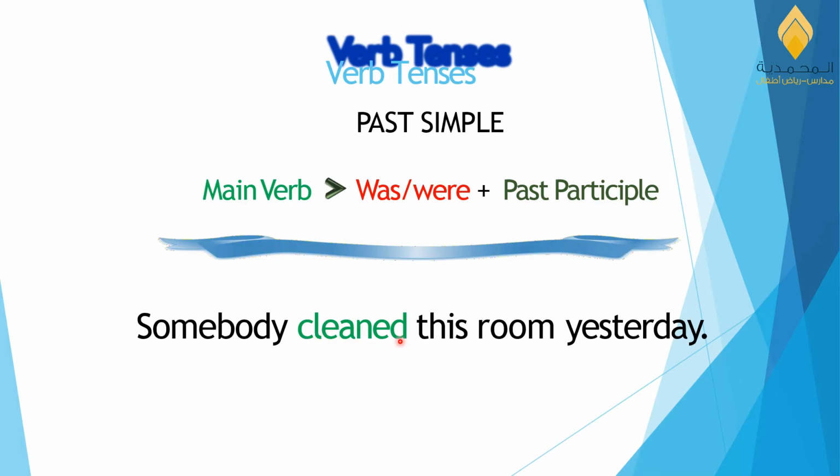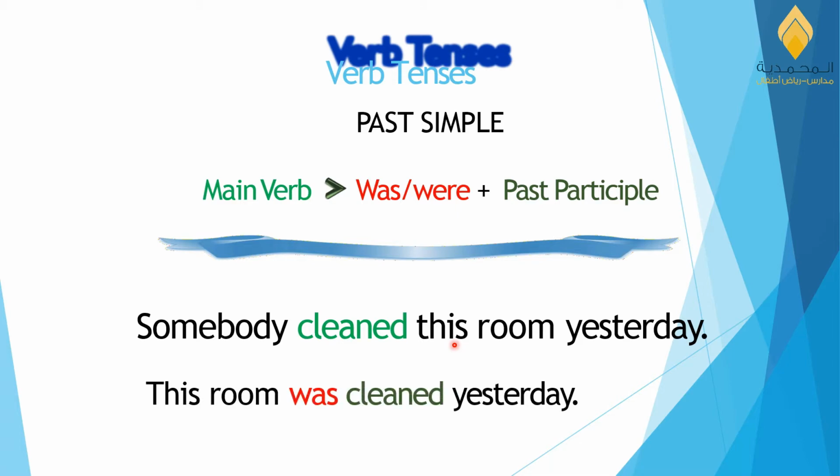What's the verb 3 of cleaned? It's cleaned. So what's left? There is a space between this room and the cleaned in the new sentence. So we are going to fill it with the appropriate form of the verb to be, which is was or were. This is was because, as we said, this room is a singular noun, correct? So the new sentence becomes, this room was cleaned yesterday.